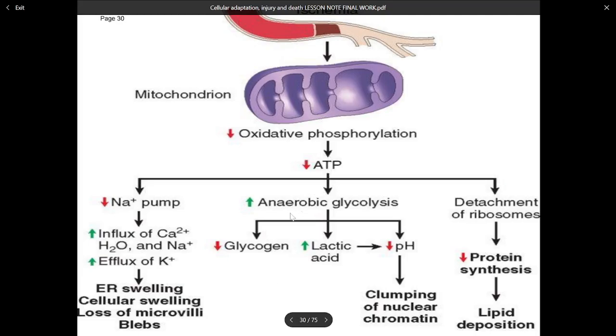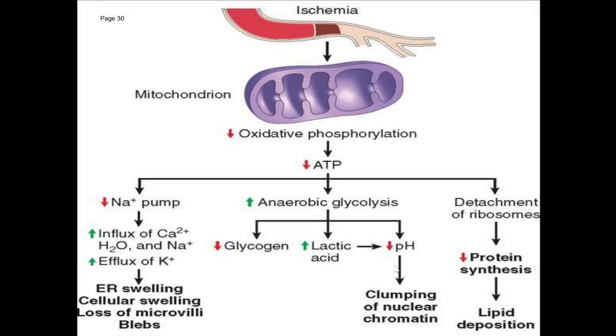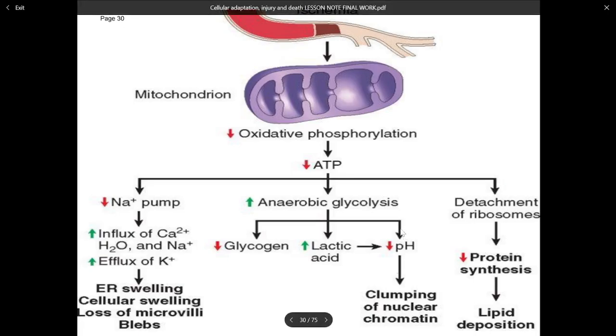Now, the second outcome is anaerobic glycolysis, which will result in decrease in glycogen production, right? Which is the glucose storage system of a cell. So ultimately, there will be increase in lactic acid, resulting in decrease in the pH, tilting to the more acidic nature. Because of the increase in acidic content of the cell, there will be clumping of the nuclear chromatin. Ultimately, the cell will die.